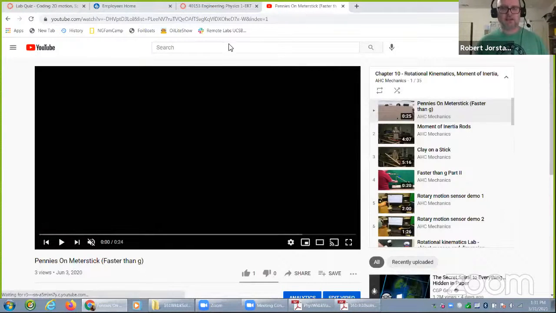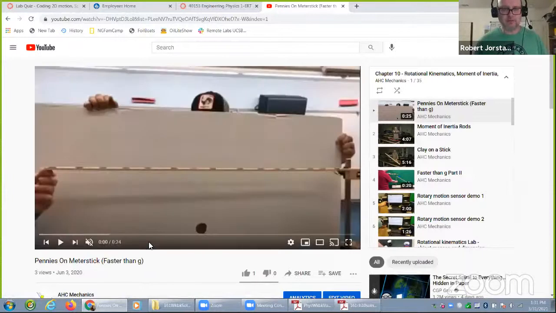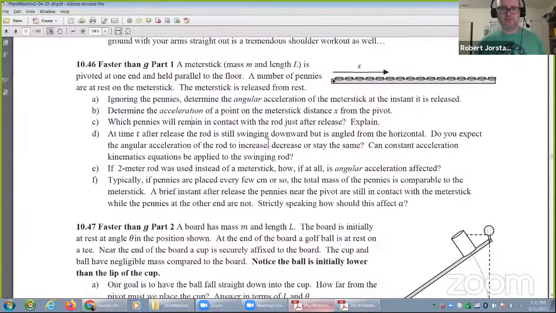Now, in this case, let me get it up here. This is coupled to this problem. So let's look at this problem. You have a meter stick. It's pivoted at one end. It's held parallel to the floor. A number of pennies are laid out on top of that meter stick. The meter stick is released from rest.